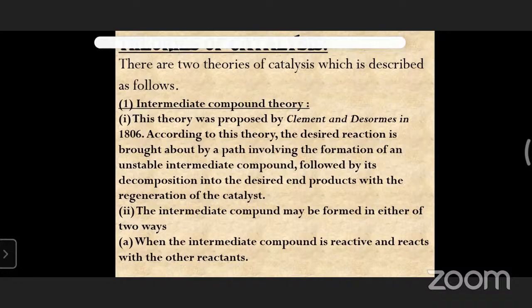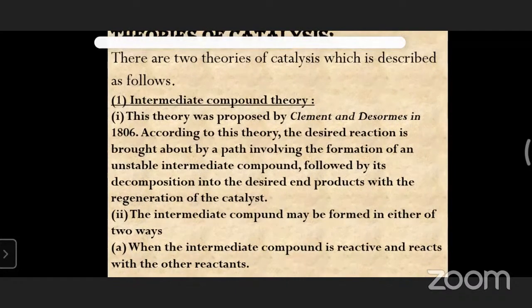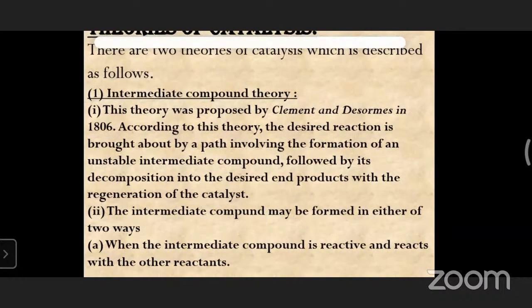One of the theories is the intermediate compound theory. What do these theories mean? When a catalyst is involved in a chemical reaction, how the catalyst is participating, what type of reactions are happening inside the reaction, and how the catalyst helps in the formation of products, that we'll discuss in this theory.